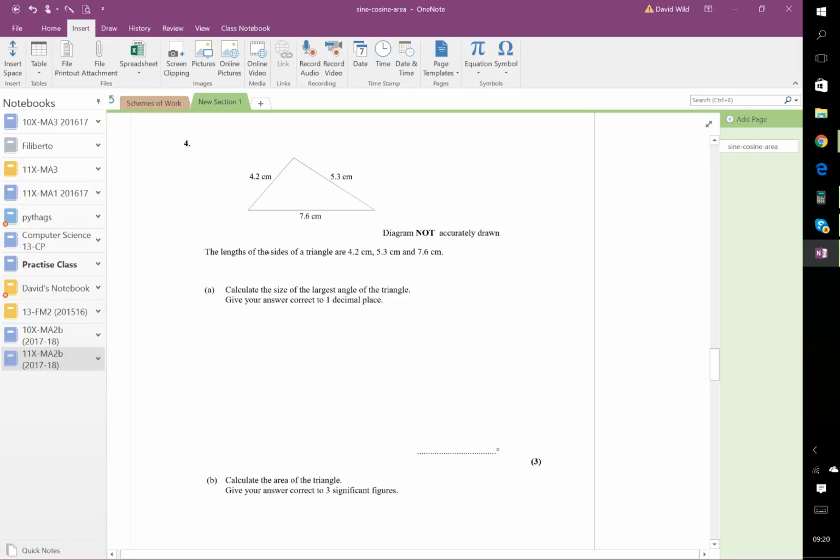Question 4. Triangle, and here's our sides. Calculate the size of the largest angle. So the first thing to remember is that the largest angle is opposite the largest side. So we'll write that down. Largest angle is opposite largest side. So we're talking about this angle here. We'll call it A.